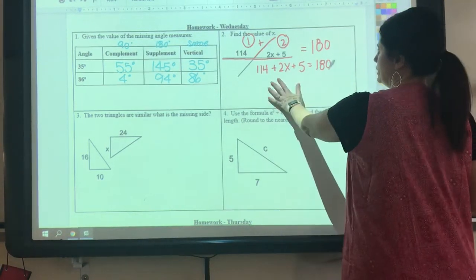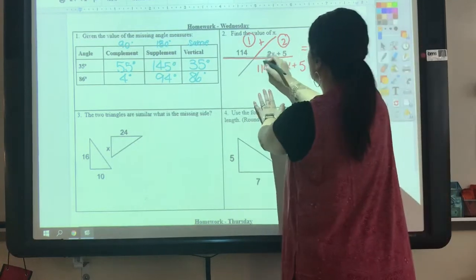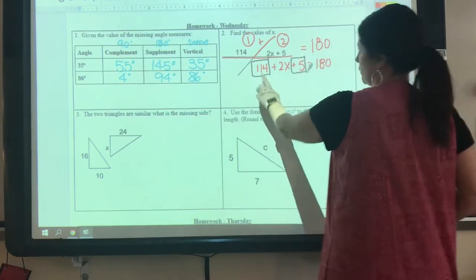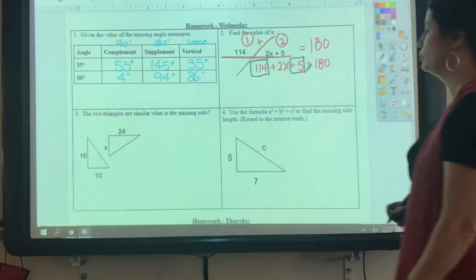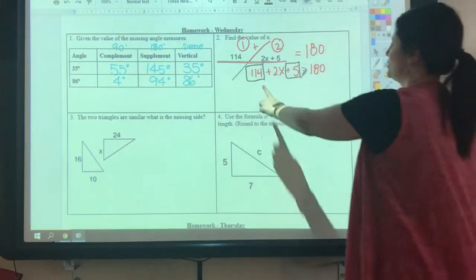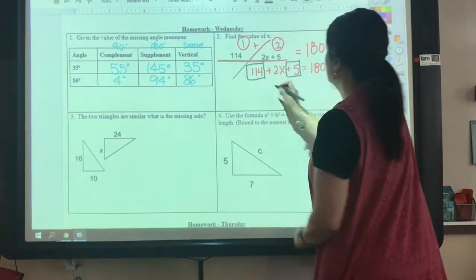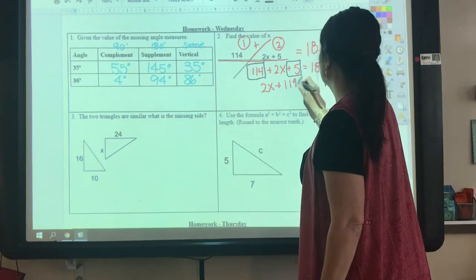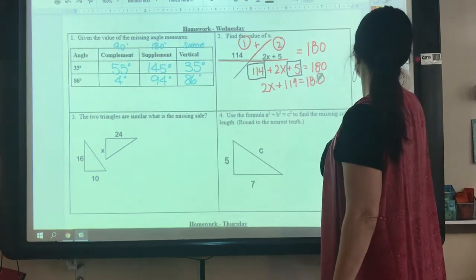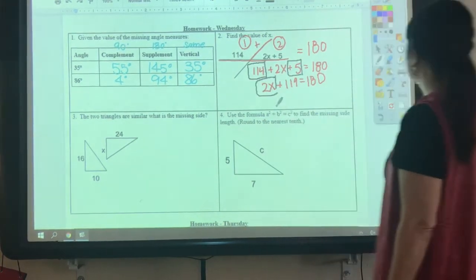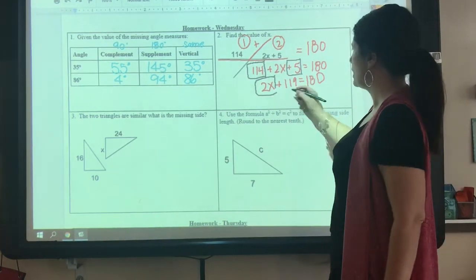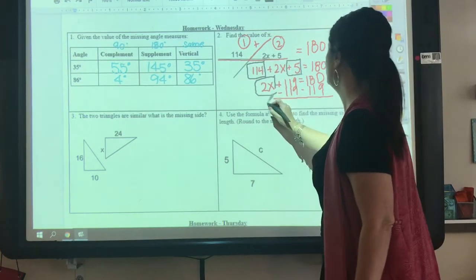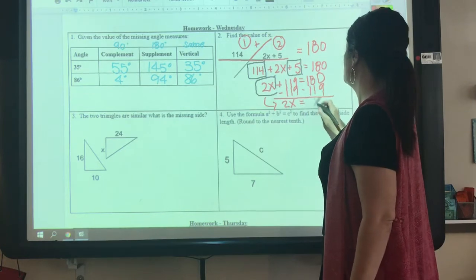Now, on the left-hand side here, I have two like terms. I have these constants of 114 and 5. And of course, I still remember to grab my sign ahead so I can make sure that I am keeping my integers correct. So I have 114 plus 5 is going to be 119. So it's 2x plus 119 equals 180. Remember, saving the 2x for last, I'm going to get rid of my 119 by subtracting 119 on both sides, which will leave me with a value of 2x is equal to 61.